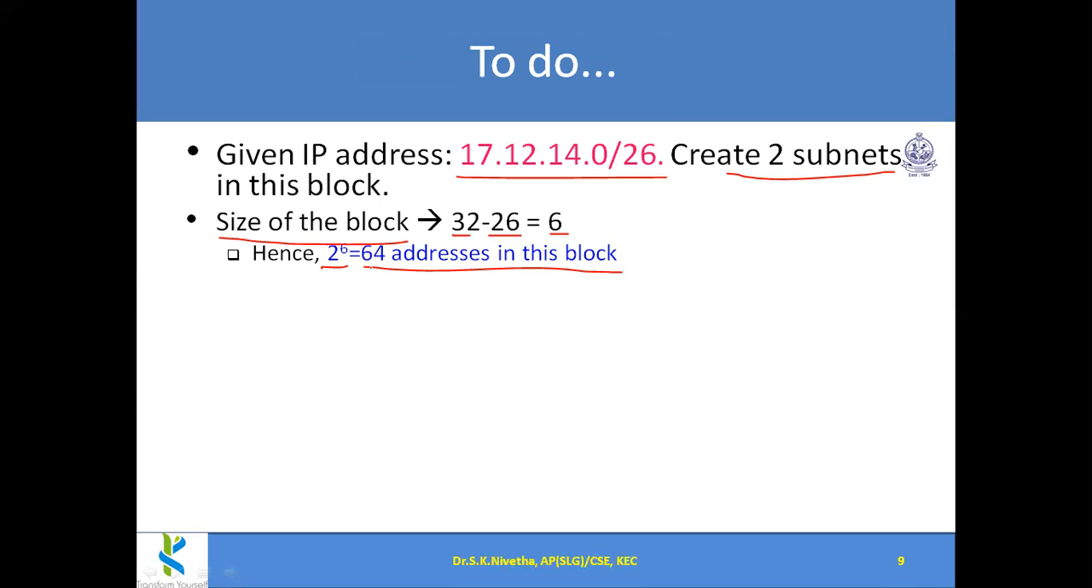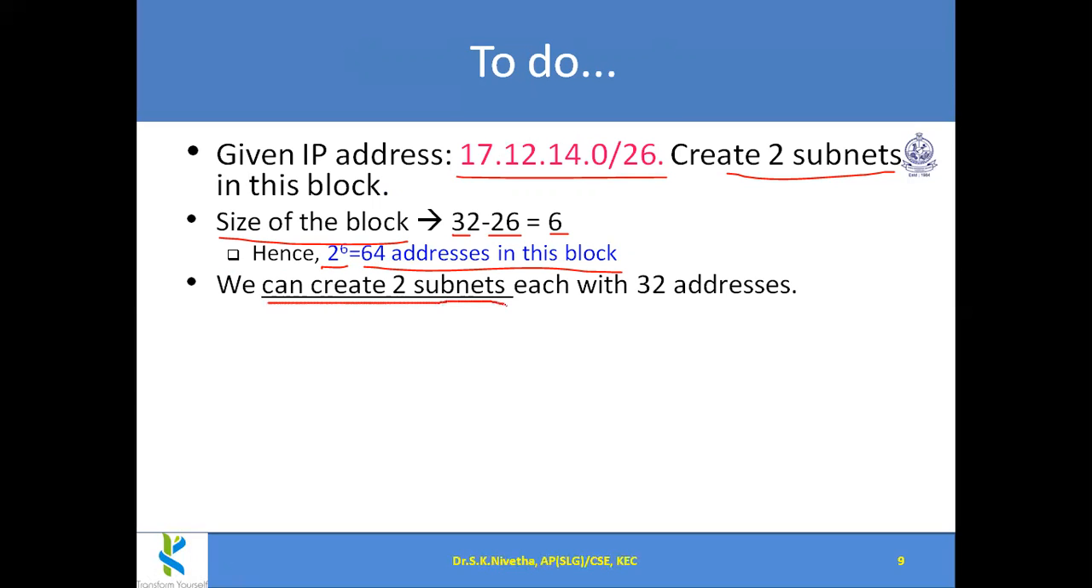So in that way I can have subnets. Now, if I am interested in creating two subnets, each with 32 addresses, so totally 64 are there. So 2 into 32, I can create two subnets. If that is my idea, then how do I identify the subnet mask for each subnet block?